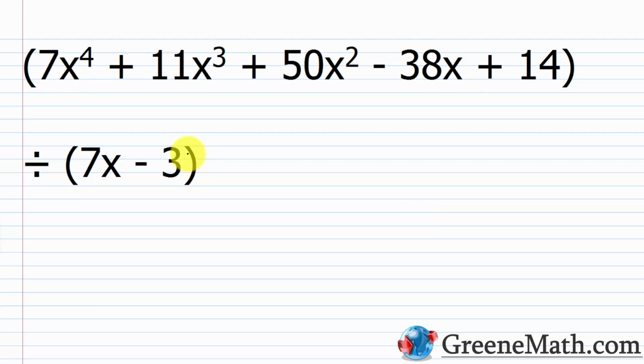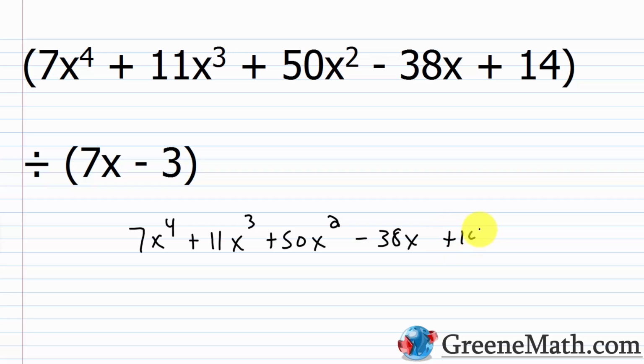So I'm going to set up my division problem the same way. I have 7x to the 4th power plus 11x cubed plus 50x squared minus 38x plus 14. This is divided by 7x minus 3. So 7x to the 4th power plus 11x cubed plus 50x squared minus 38x plus 14.